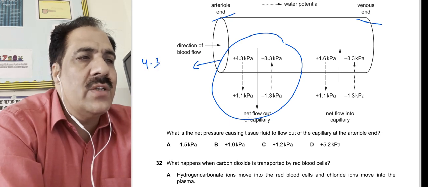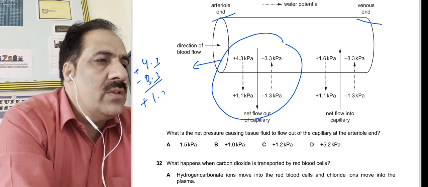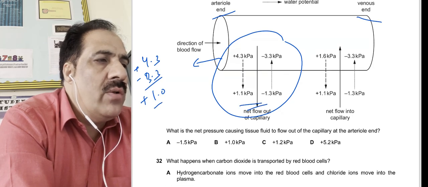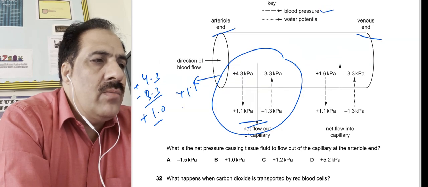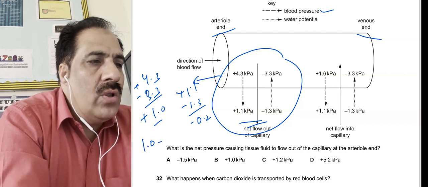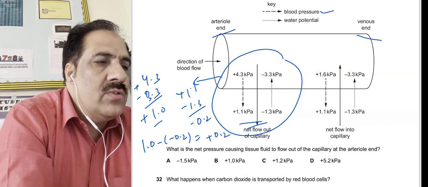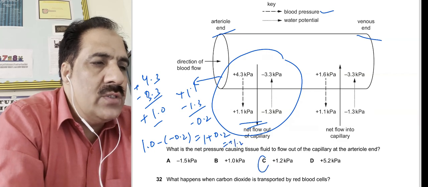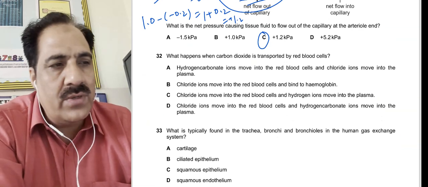Let's see what the total pressure inside is. 4.3 plus and minus 3.3 means it is plus 1.0. What is the pressure outside? So it is 1.1 plus minus 1.3. That means it is minus 0.2. So the pressure difference is 1.0 minus minus 0.2, which means 1 plus 0.2. That means 1.2 is the pressure difference. So 1.2 kilopascal. C is the correct option.